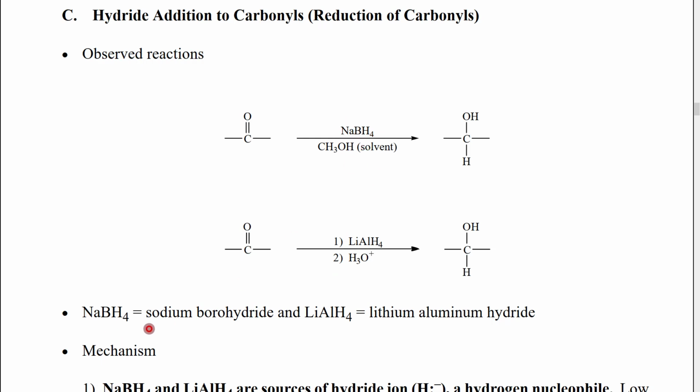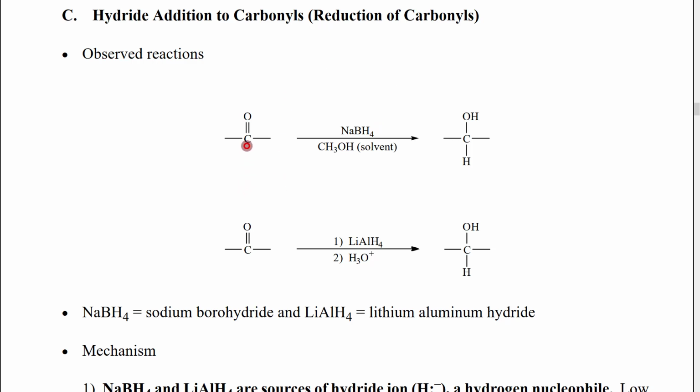This reagent is called sodium borohydride. The formula abbreviation would be NaBH4. This reagent is called lithium aluminum hydride, LiAlH4, sometimes abbreviated LAH. This reagent produces a hydride, a hydrogen minus, we're going to see.